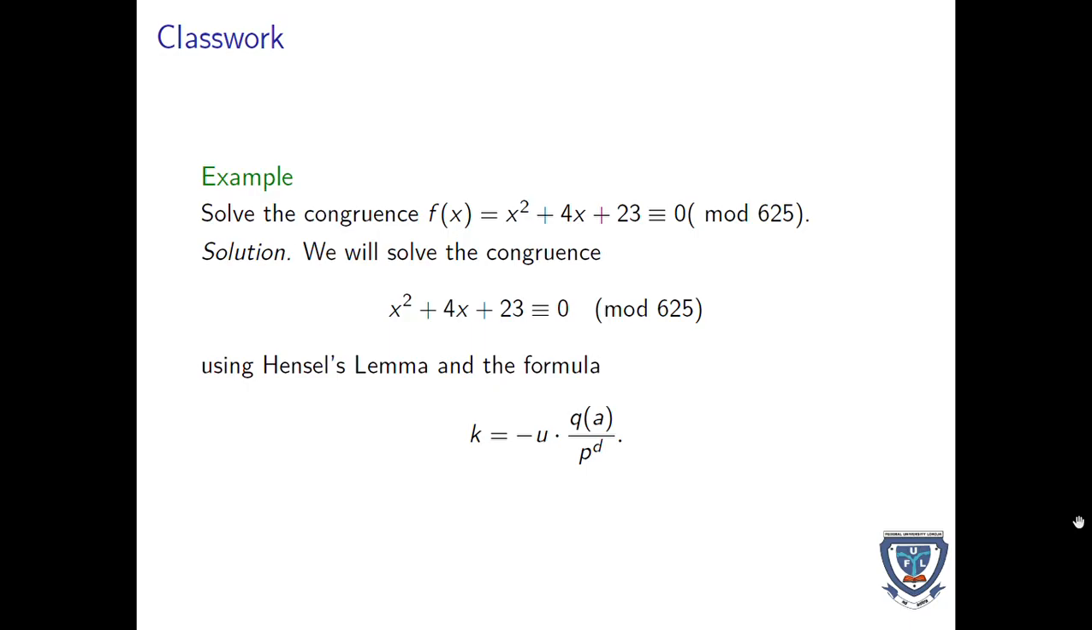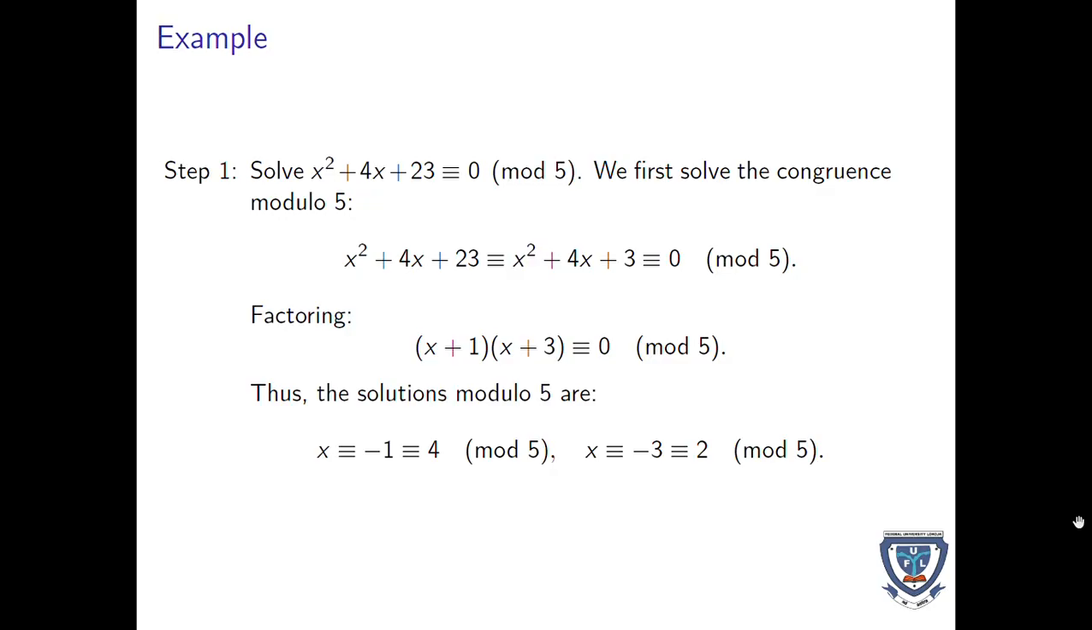Solution. x squared plus 4x plus 23 equal to 0, like I said earlier, can be reduced to mod 5 raised to power 4. Step 1, you start with mod 5 and we first solve the congruence at mod 5.